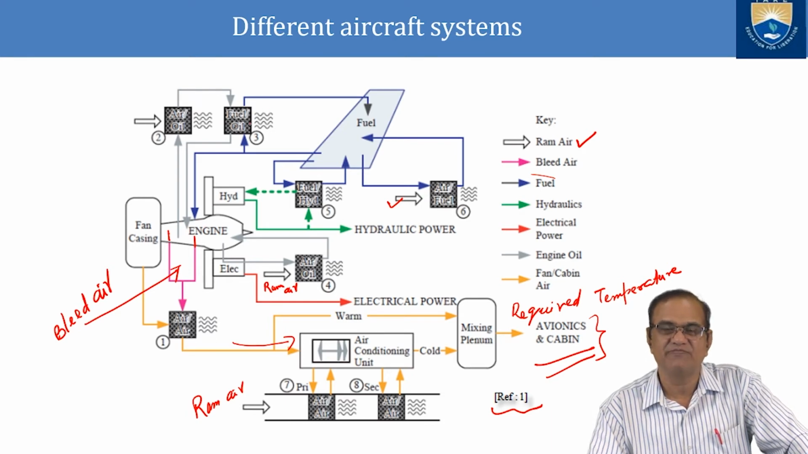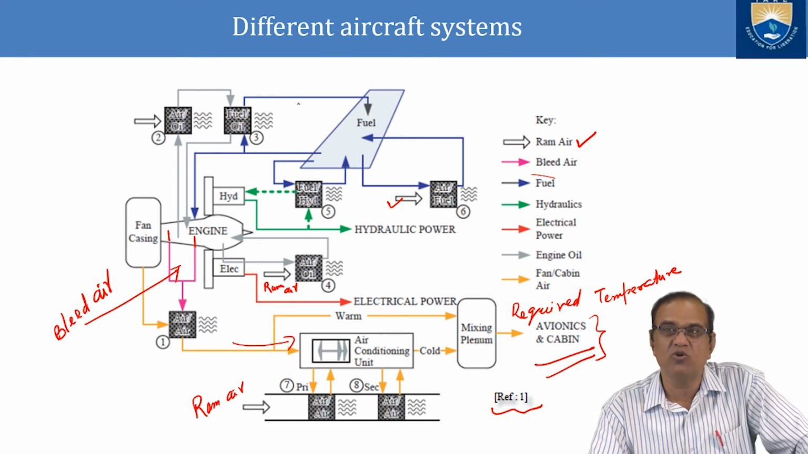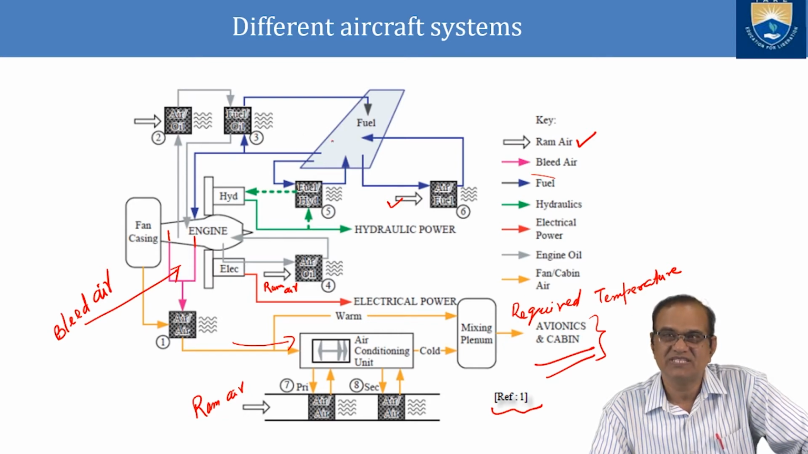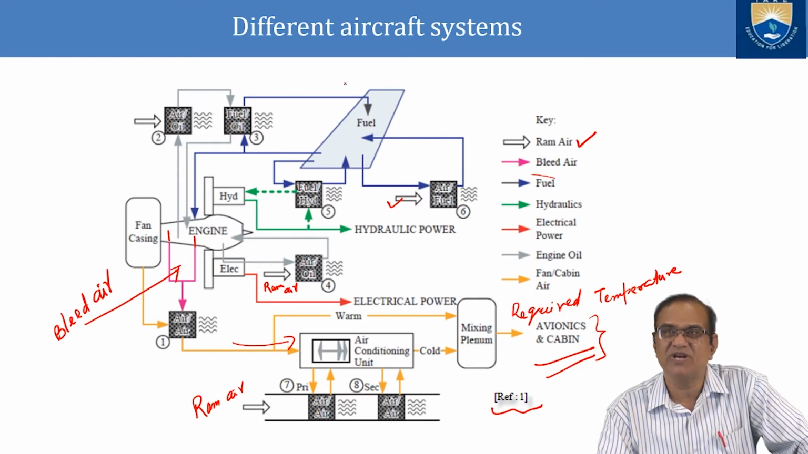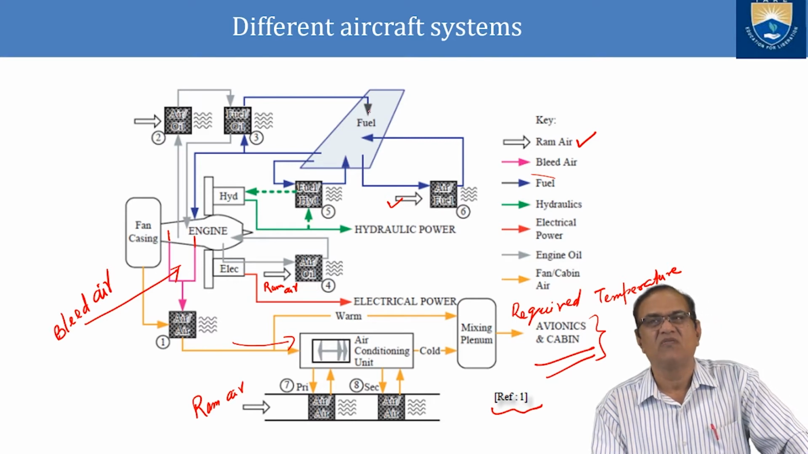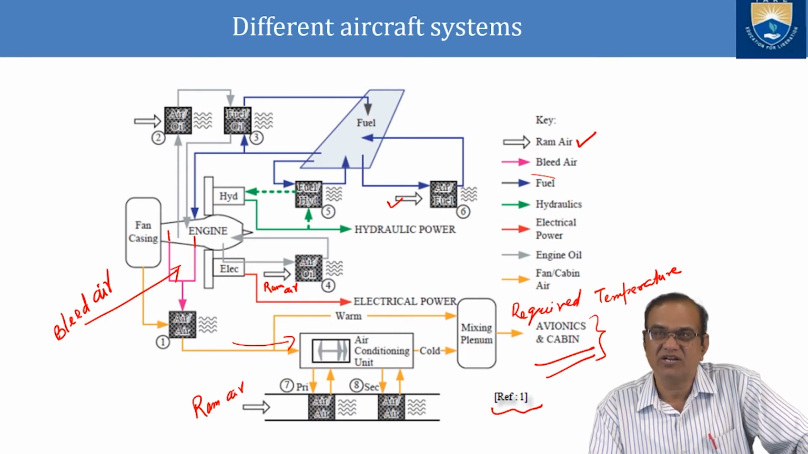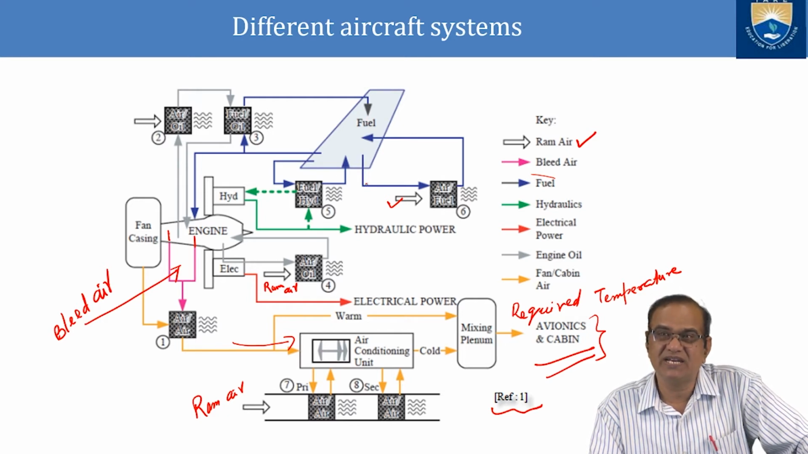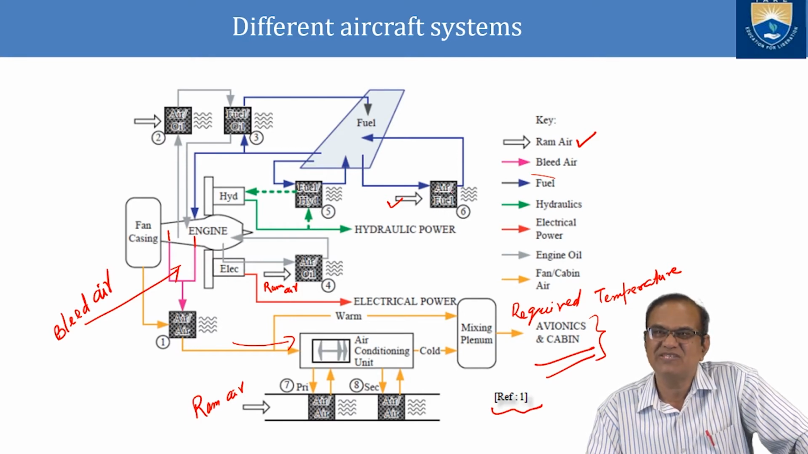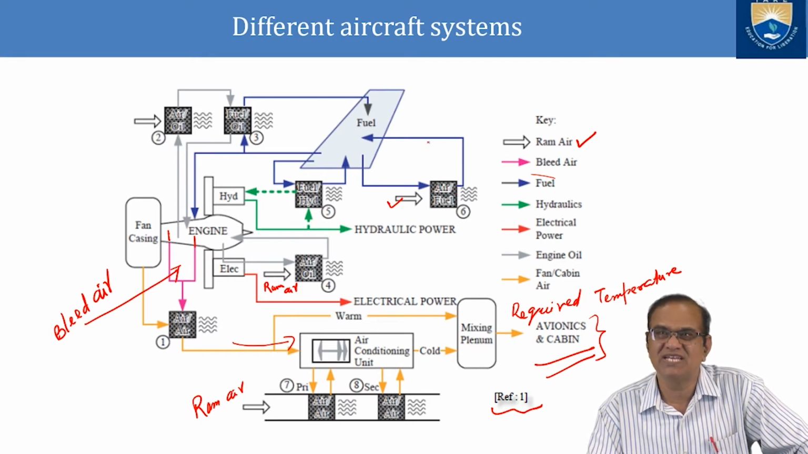But if you see here, this engine oil is also cooled by the fuel. This pressurized fuel is coming, some part is entering here, and it is taking some heat of this oil, and it is again going to the fuel tank. So this fuel tank is a little hotter. This hot fuel is again taken to the ram air system. This ram air system is again cooling this, and it is supplying. So again it is cooled.